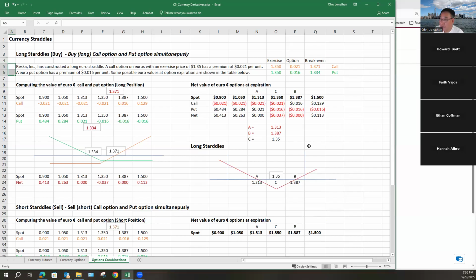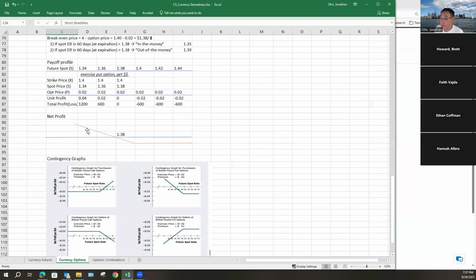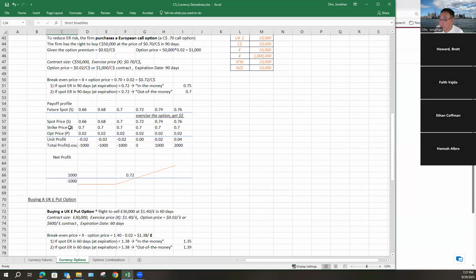Resca Inc. has constructed a long euro straddle: a call option on euros with an exercise price of $1.35 and a premium of $0.021 per unit. A euro put option has a premium of $0.016 per unit. Some possible euro values at option expiration are shown in the table below. All right. Thank you. So if you go back there, look at this.